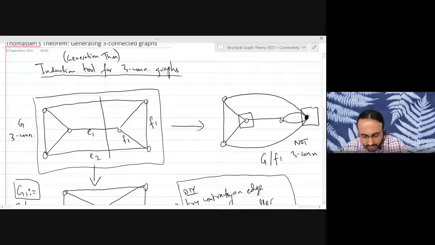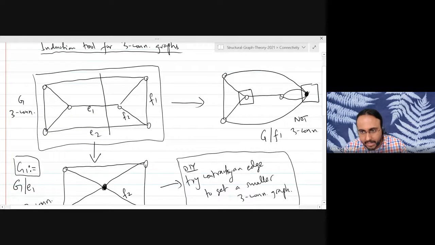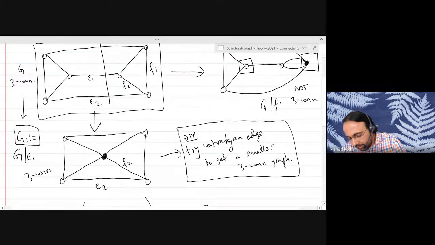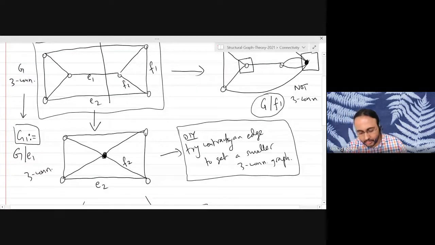We took a 3-connected graph and we observed that we were able to contract an edge, not any edge, but some edge, to preserve the 3-connected property, right? So that's how we went from G to G1, but the edge F1 did not preserve the 3-connected property. We had to choose a particular edge, which was E1 in this case.